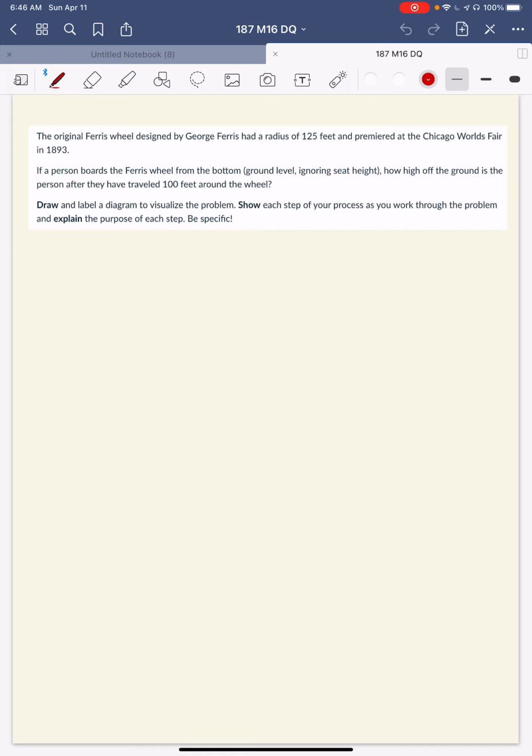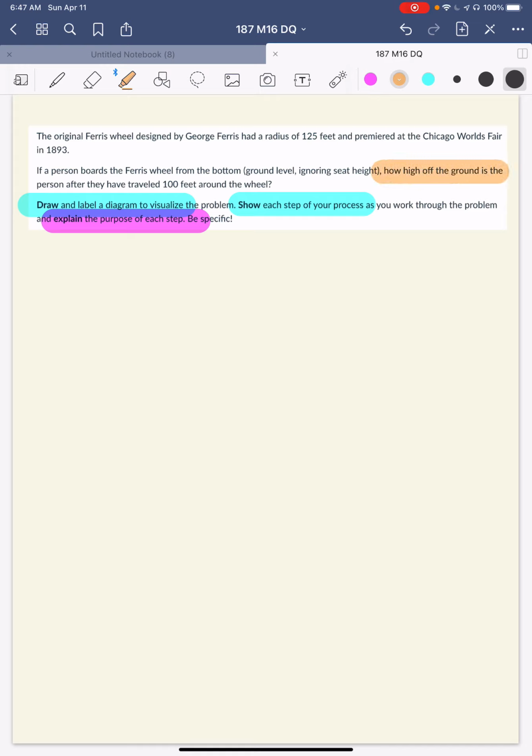Then the directions are draw and label a diagram to visualize the problem. So let me highlight the instructions so I make sure that I don't miss any of them. So draw and label a diagram, show each step as you work through the problem, and explain the purpose of each step. So be specific. So there's three things that we're doing here as we try to find what's actually being asked. And what's actually being asked is how high off the ground after traveling 100 feet around the wheel.